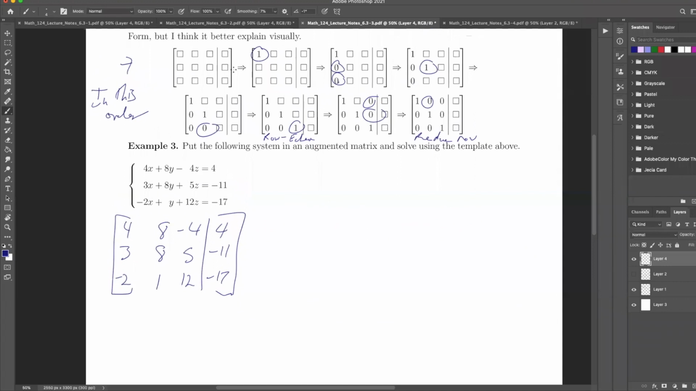So we're on this step right here. In order to get to my next step, I want to make this a 1. Well, can I divide cleanly by 4 here? Yeah, sure, right? So that's the first thing we're going to do. Divide by 4, and so I get 1, 2, minus 1, 1. That's a 1, not a 2. Then the rest of this is exactly the same: 5, minus 11, minus 2, 1, 12, minus 17.